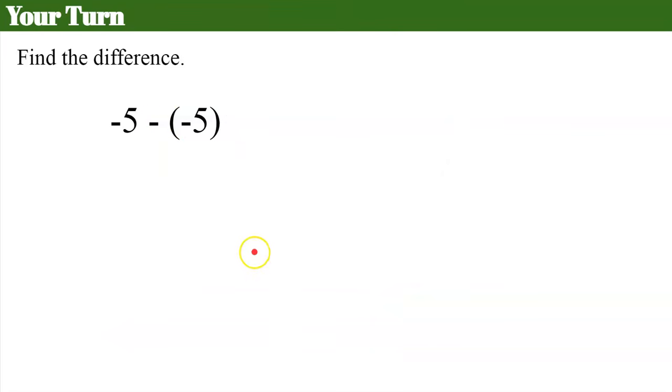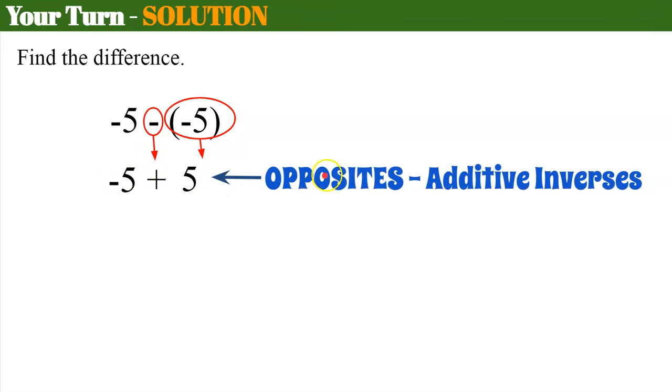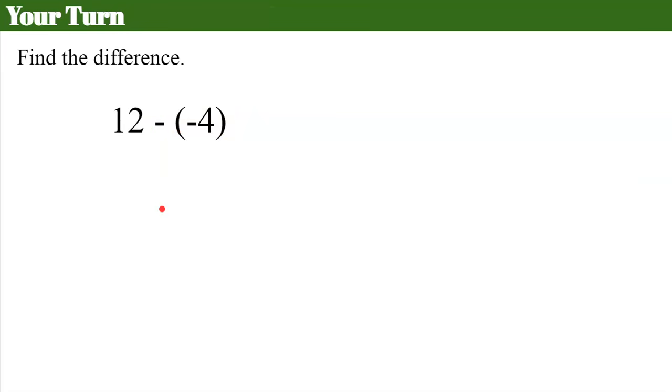Your turn. Rewrite and subtract. Welcome back. Keep the first value, change subtraction to addition, and change -5 to the opposite of 5. And then I'm going to remind you, these are opposites. -5 and +5 are opposites or additive inverses, and they have a sum of 0. Your turn. Go ahead and rewrite and find our difference. Come back and hit play when you're done.